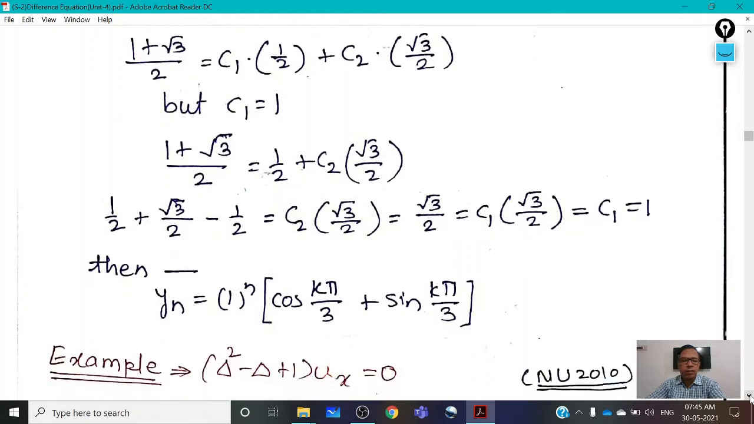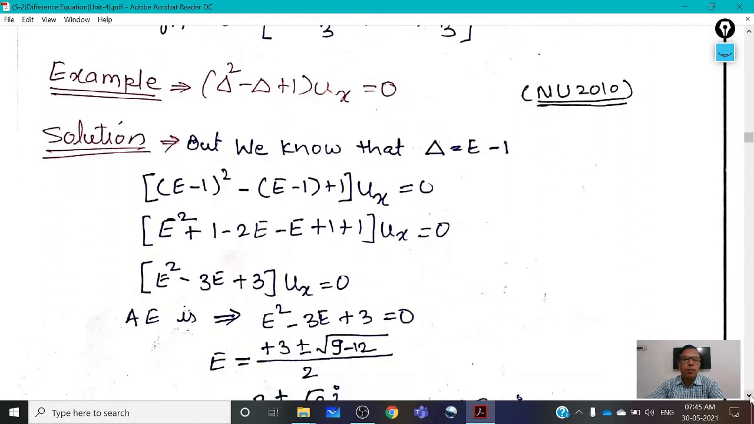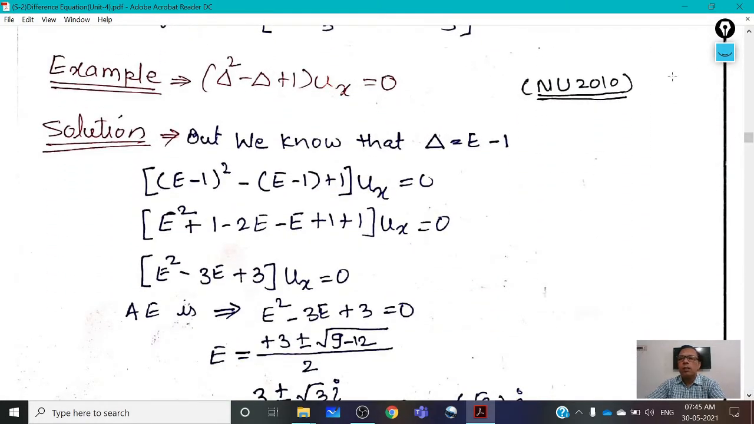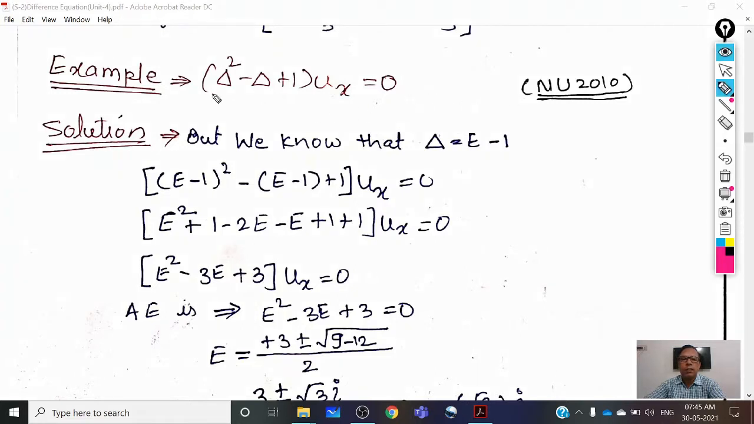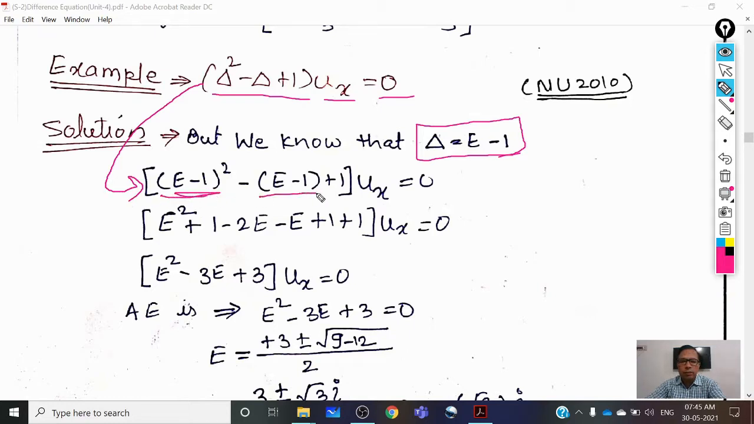So next question is: solve (Δ² − Δ + 1) u_x = 0. And we know that Δ equal to E minus 1. So by using this formula, the given equation can be written as ((E − 1)² − (E − 1) + 1) u_x = 0.